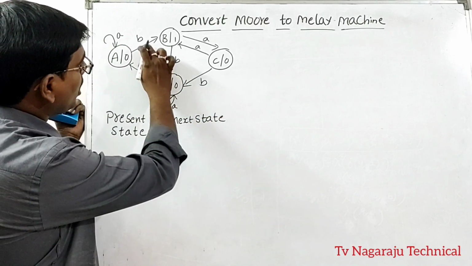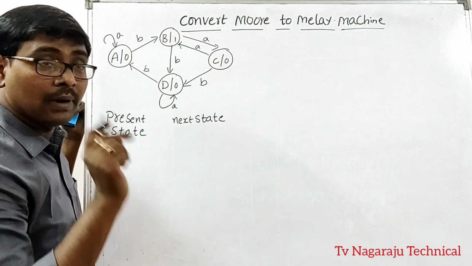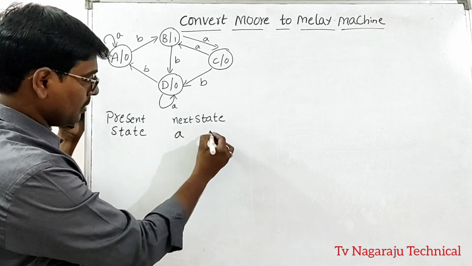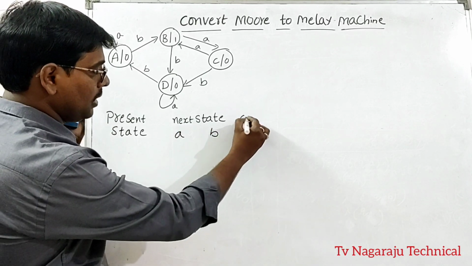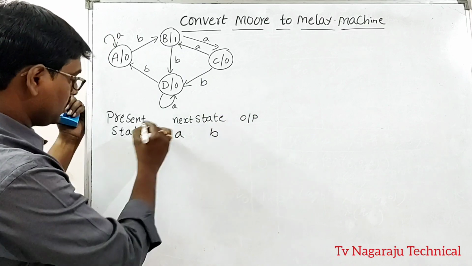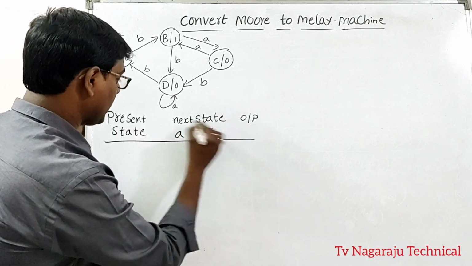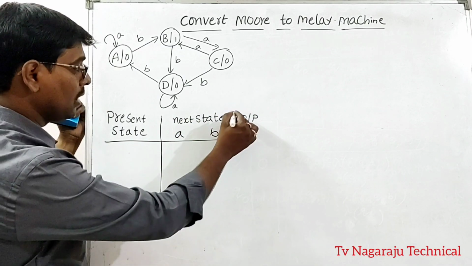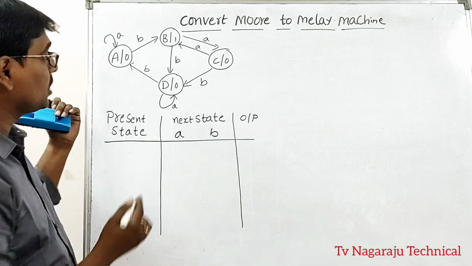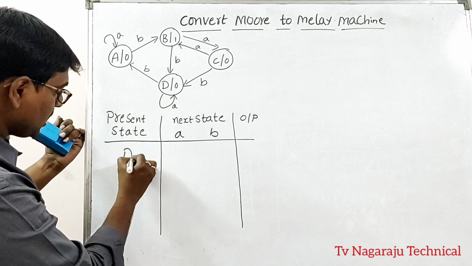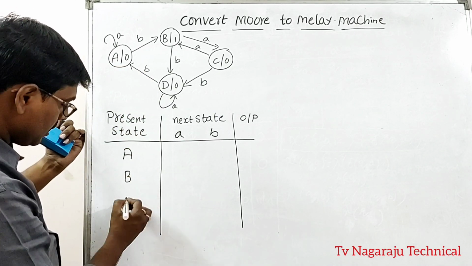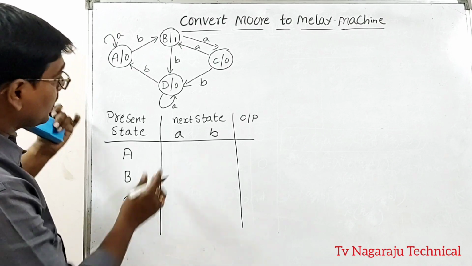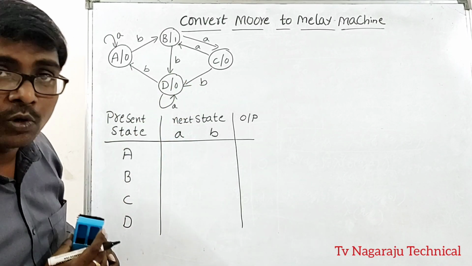So, how many inputs do I have? In my example, I have two inputs, a comma b, and then output. See this one? This is the transition table for the Moore Machine. What are the states? A, B, C, D. In my example, I have four states.